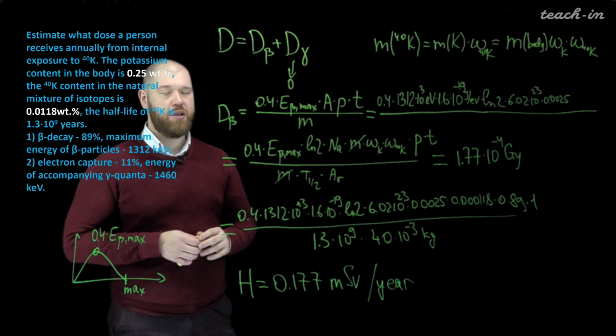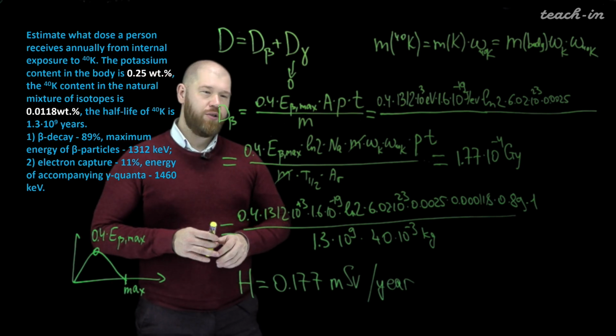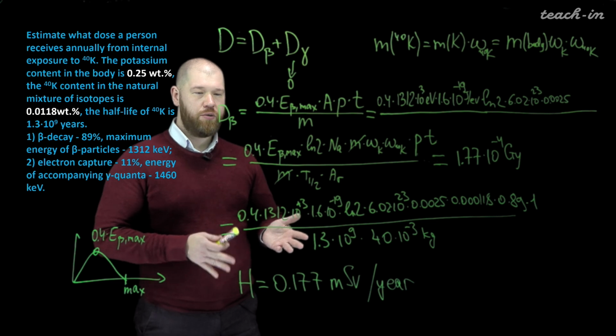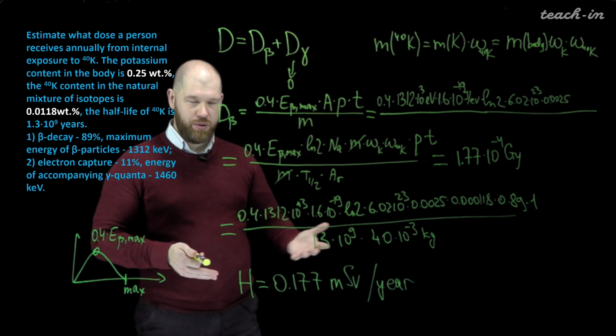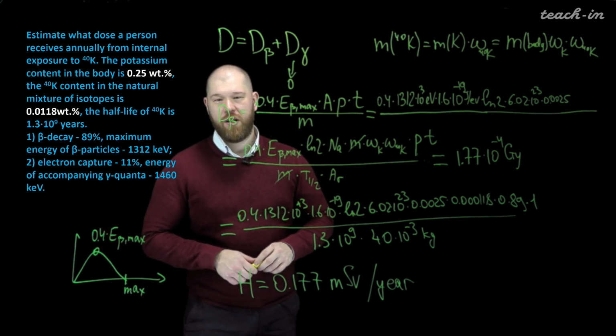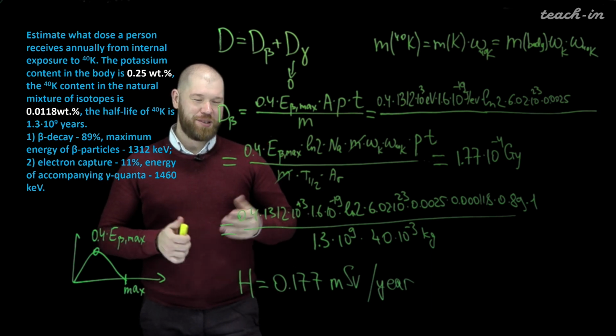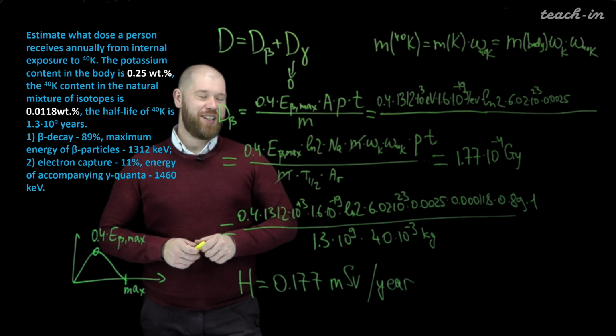And we remember that the average annual dose is around 2 millisieverts, so around 10% of the whole dose we receive from our body, from the potassium that is inside us.